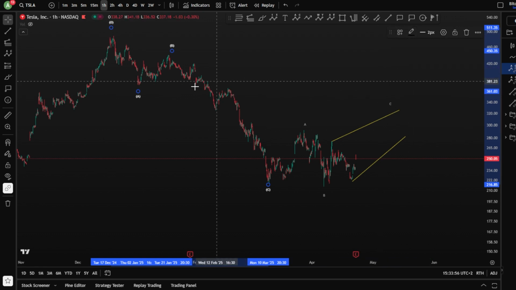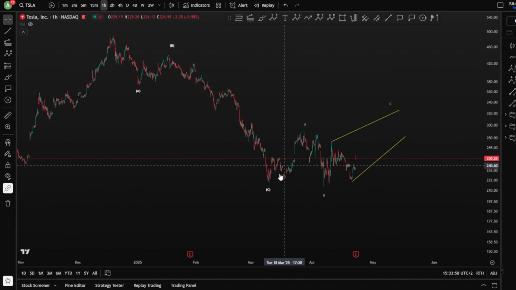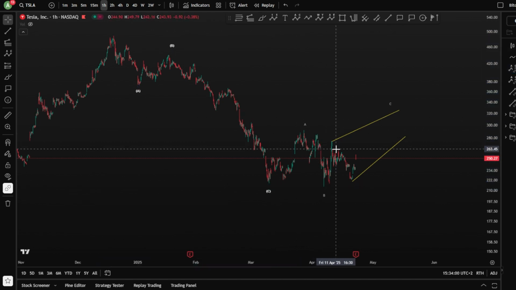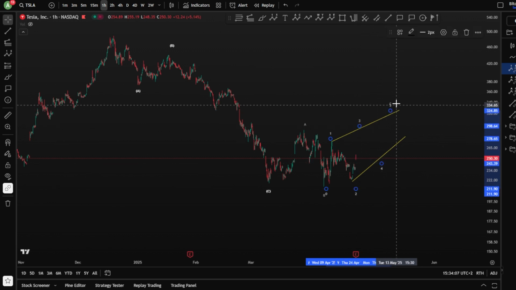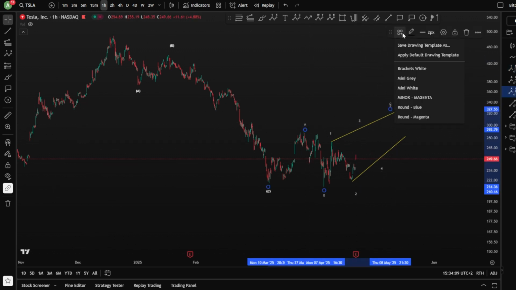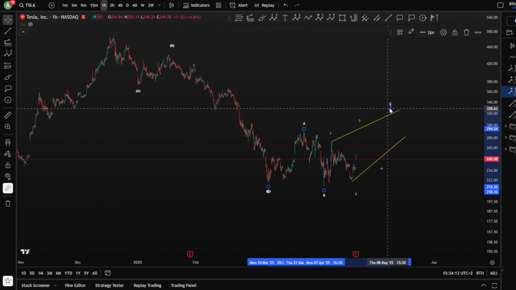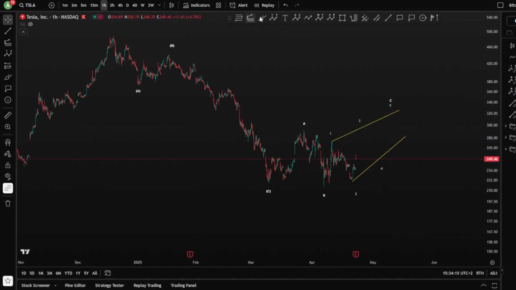So I'm just estimating all scenarios, and this is the point of the video here, to see all possibilities. So potentially you can have a 1, 2, 3, 4, and a 5 for a wave C here. Okay, so basically this is what I'm estimating right now as the bullish scenario. Let me add the path also. Potentially you get 3, 4, and a 5.